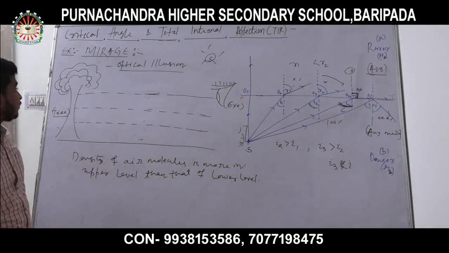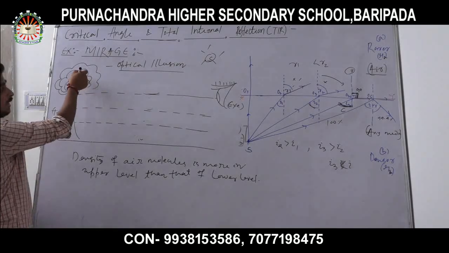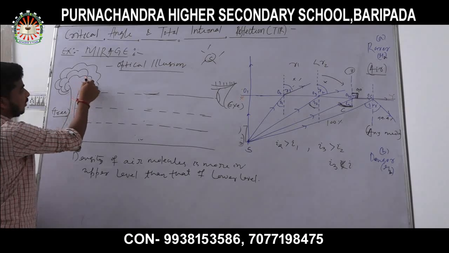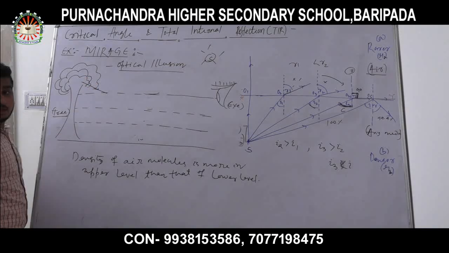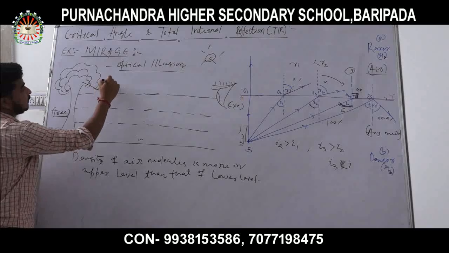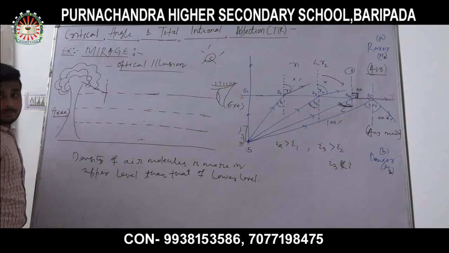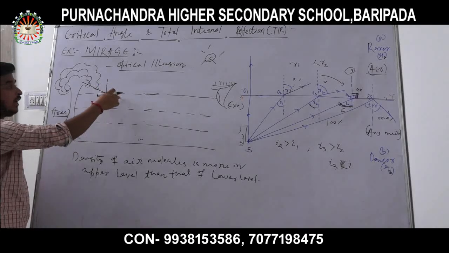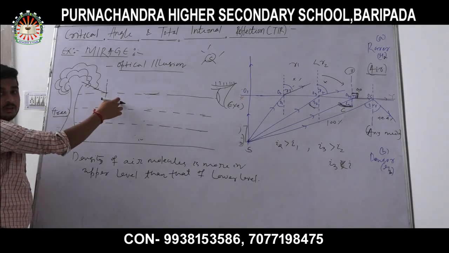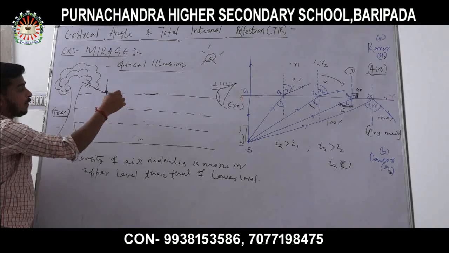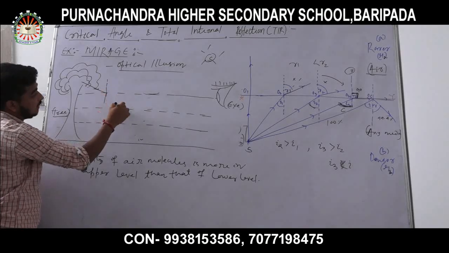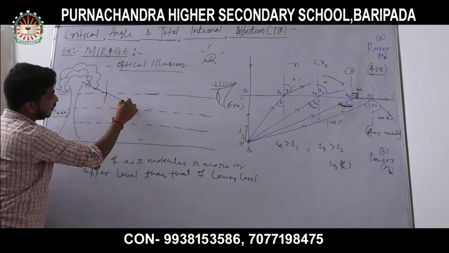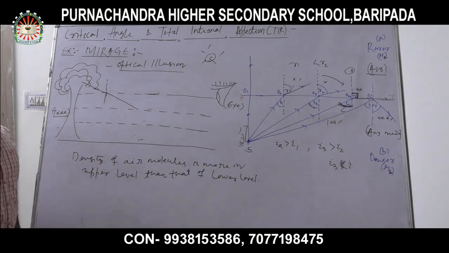Now, a ray of light is coming from the tree. Suppose this is the light ray coming from the tree. Look at the figure. I can draw a normal here. This is denser, this is rarer. When light travels from denser to rarer, it bends away from the normal. It should move like this, but it will not move like this; it suffers deviation and will bend like this.